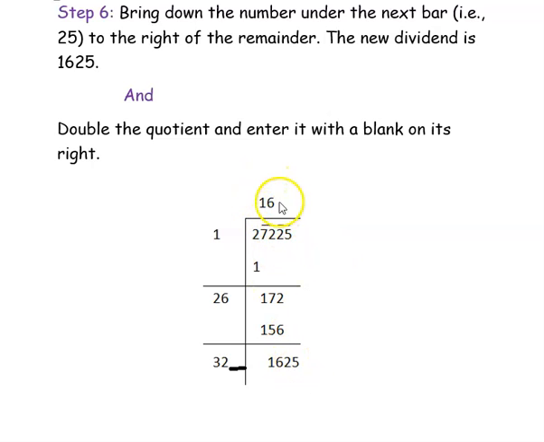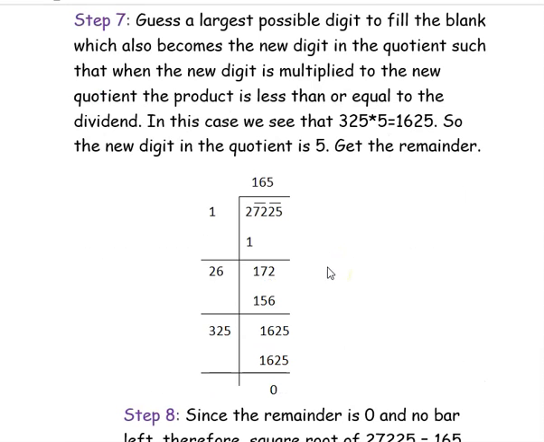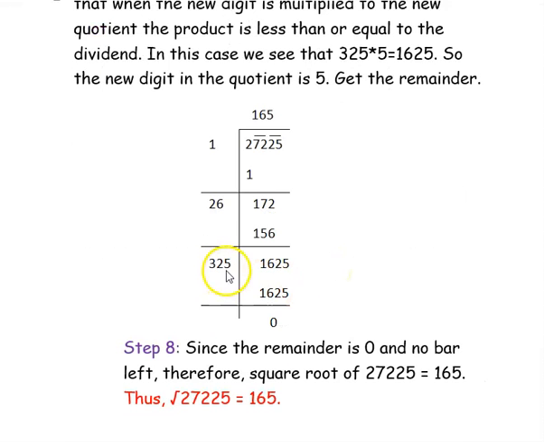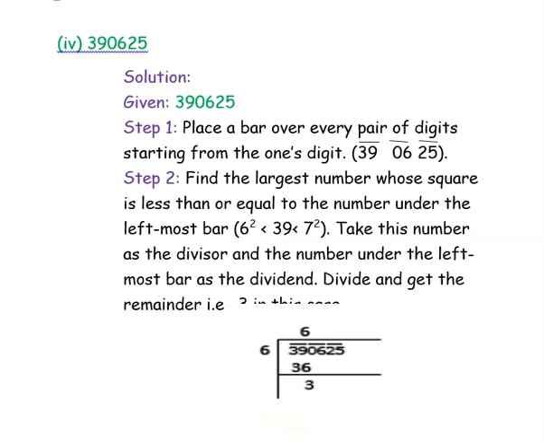And I have doubled the quotient. Here the quotient is 16, so I have doubled it. It will be 32, and I have written it with a blank. Now I want to find a new digit to be written on that blank. I have found it to be 5. So 325 into 5, I get 1625. 1625 minus 1625 is 0. Since the remainder is 0 and there are no bars left, we can conclude here and say that the square root of 27,225 is 165.